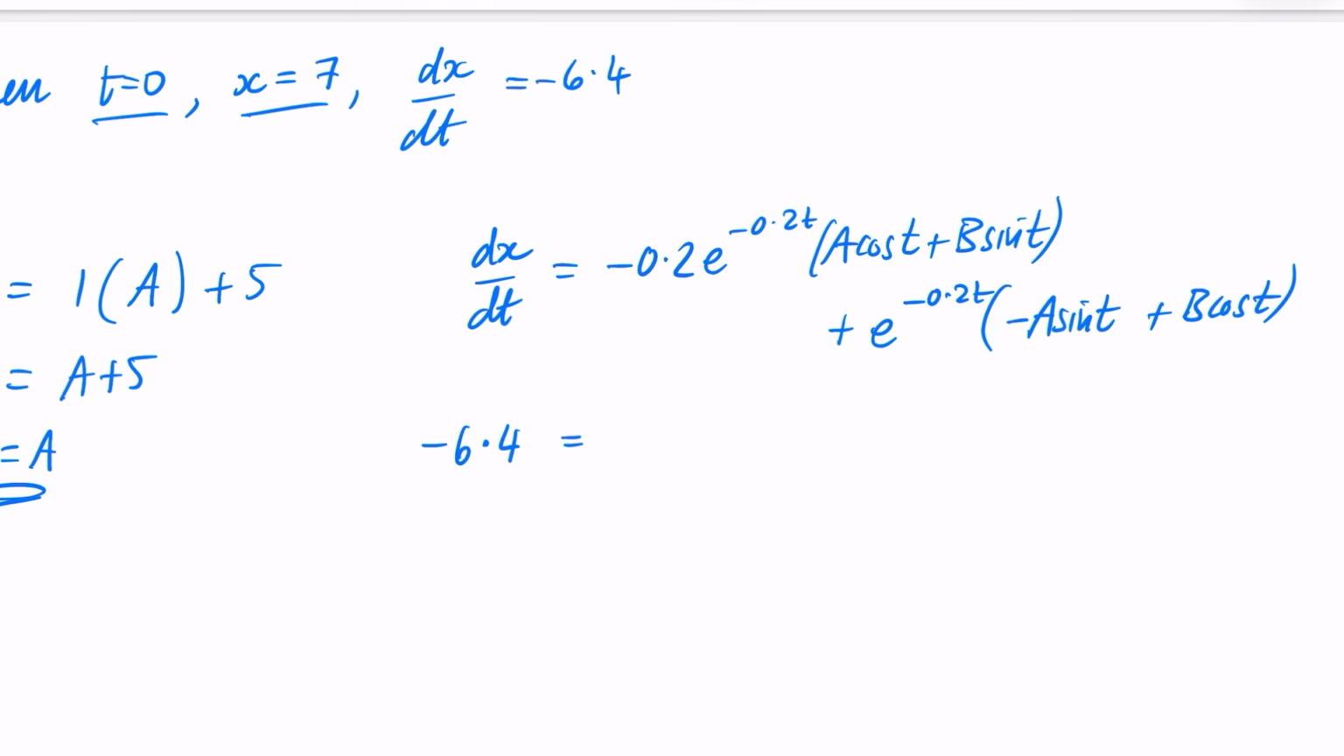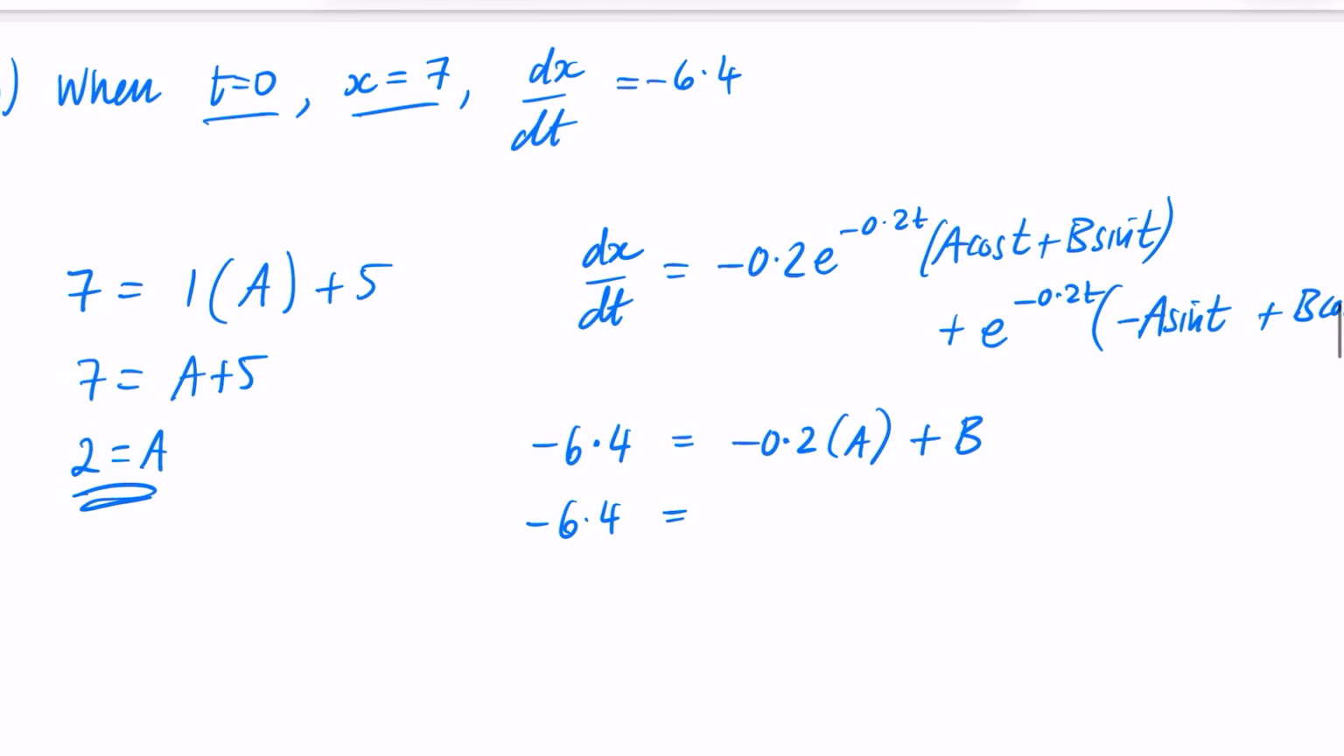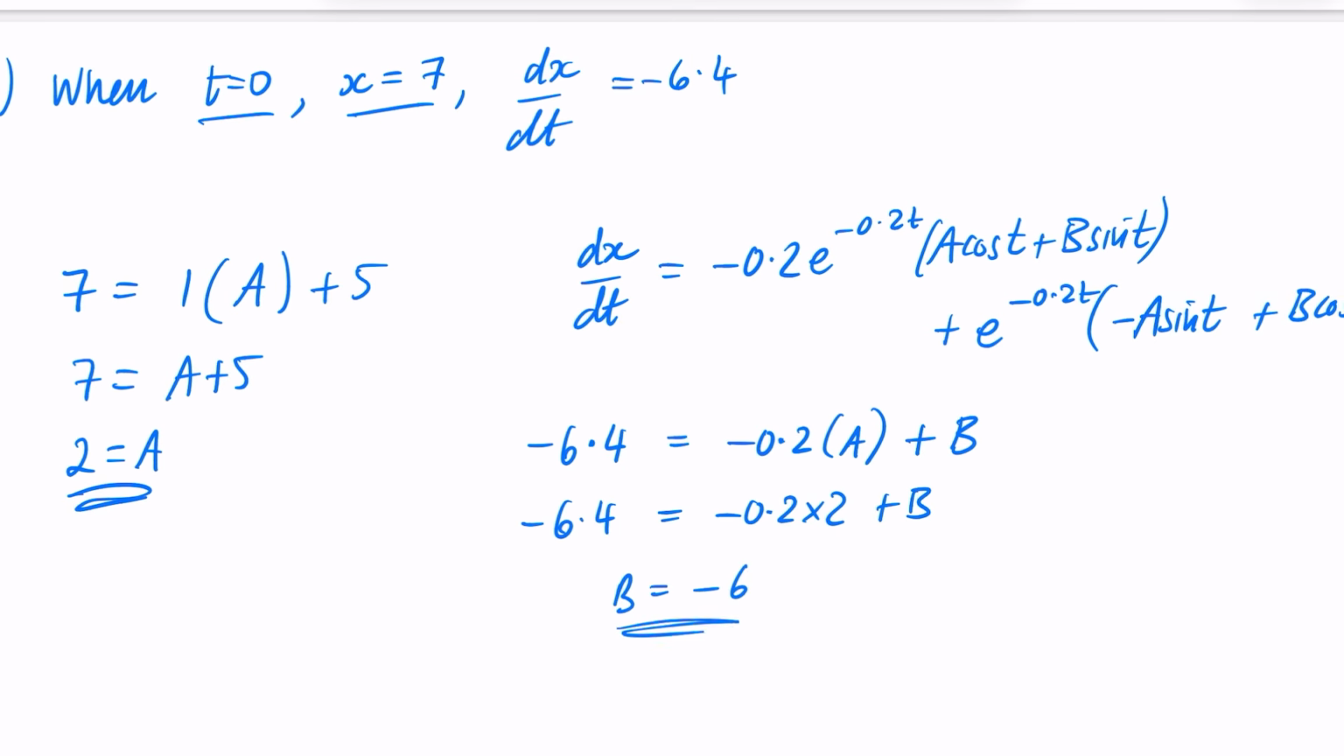I know that this part is going to be when t is equal to 0. This is a 1. So I have a minus 0.2. And then the sin parts disappear because sin 0 is 0. So I will just have the cos parts because cos 0 is 1. So that's minus 0.2 multiplied by a, plus for the second part, I just have b. And I worked out what a was. A was 2. So this is minus 0.2 times 2 plus b. So this is going to be minus 6.4 plus 0.2 times 2. This means that b is equal to minus 6.